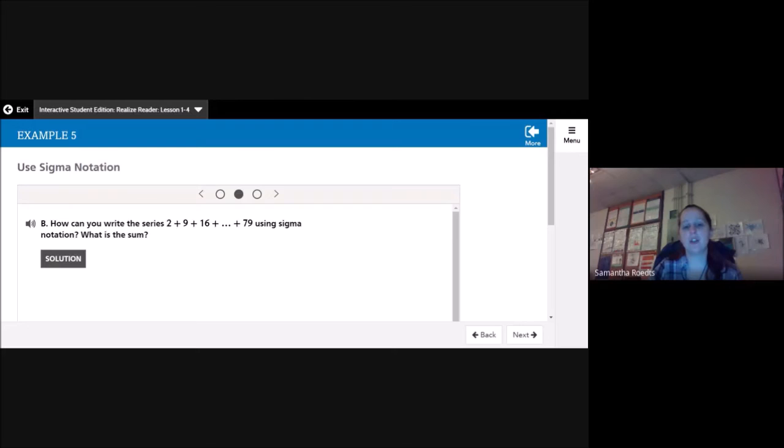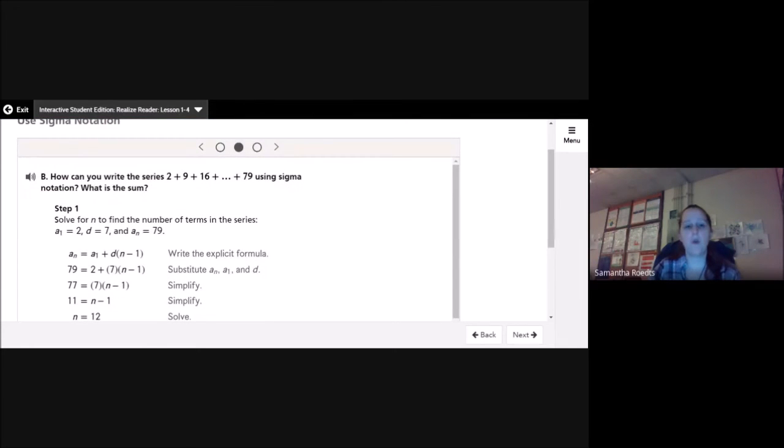How can you write the series 2 plus 9 plus 16 plus up to 79 using sigma notation? What is the sum? So step 1, solve for n to find the number of terms in the series. So a sub 1 equals 2, d equals 7, a sub n equals 79. So a sub n equals a sub 1 plus d times n minus 1. Remember, our d was how many we add each time. So 79, which is a sub n, equals 2 plus 7 times n minus 1.